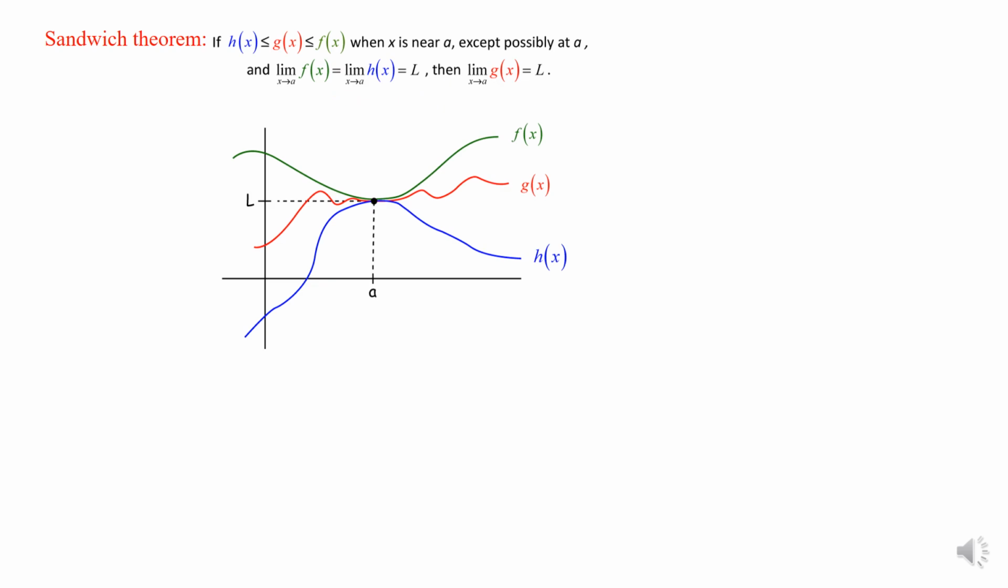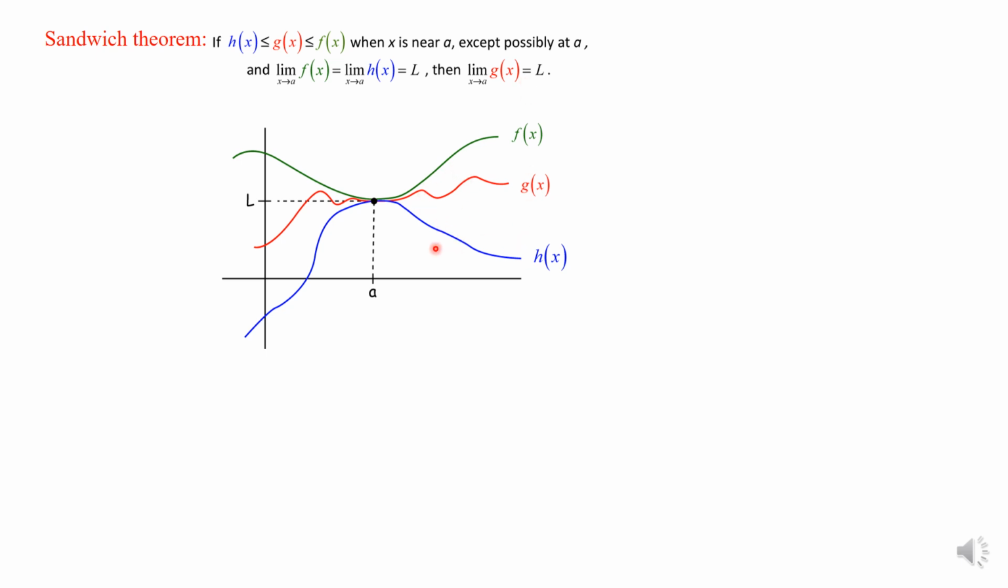Suppose you have three functions, h of x, g of x, and f of x, where g of x is between h of x and f of x when x is near a. So when x approaches a, g is between h and f. If f of x and h of x have the same limit L as x approaches a, then as a result, the limit of the function g of x, squeezed between the two functions h and f, will be equal to L as well.